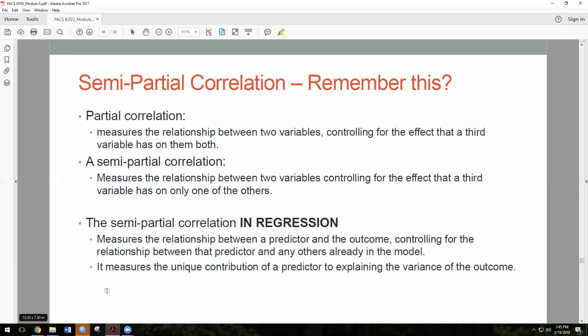So semi-partial correlation. A partial correlation is where you see the relationship between two variables, and it controls for the effect that a third could have on both of them. Semi-partial is where you look at the relationship between two variables, and you control for the effect that a third variable has only on one of the others. So with semi-partial correlation in regression, you're measuring the relationship between a predictor and the outcome, and you're controlling for the relationship that the predictor has with any other variables that are already in the model. And so what you look for is a unique contribution of that certain predictor to your outcome.